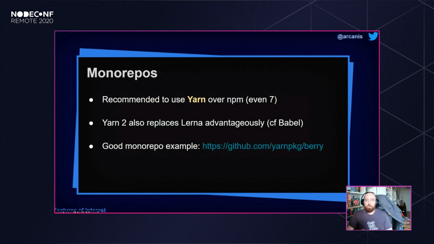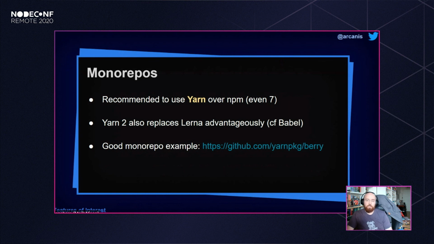When using monorepos, we recommend to use Yarn over npm, even npm 7, because even if npm 7 now supports workspaces, they are still a bit young, whereas Yarn has had years to work on them. Yarn 2 also replaces Lerna advantageously. So we have a lot of features that have been first tried by Lerna and that we decided to implement by default.